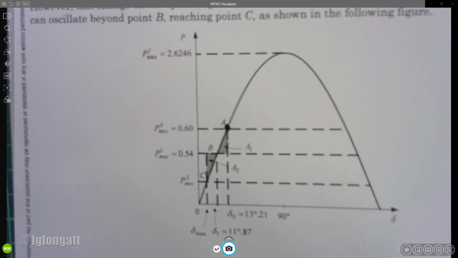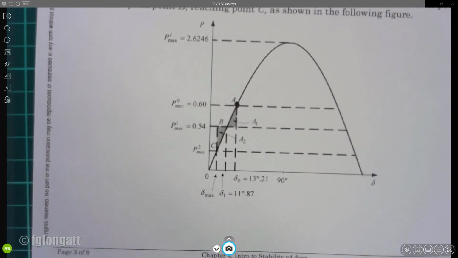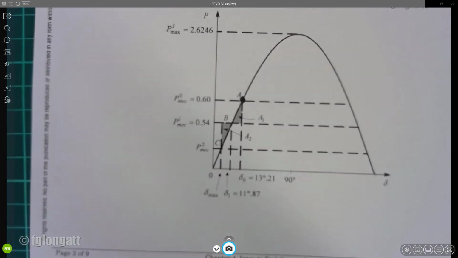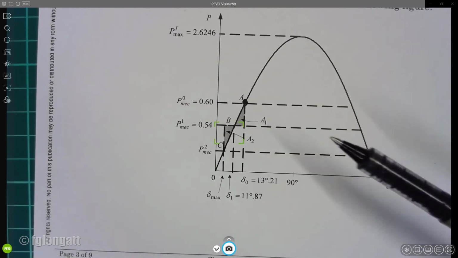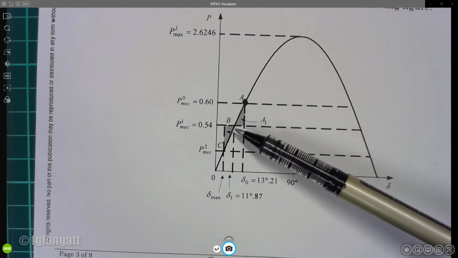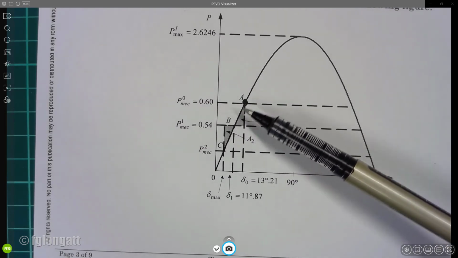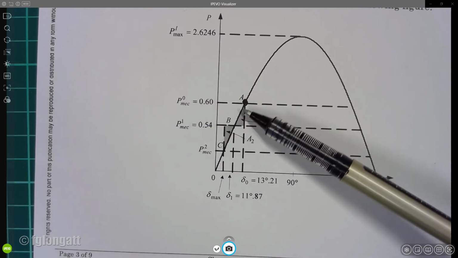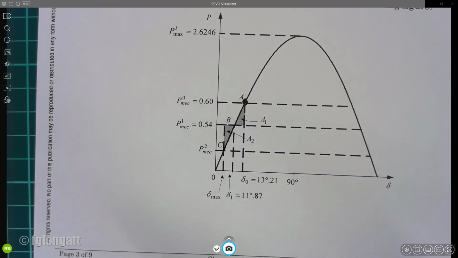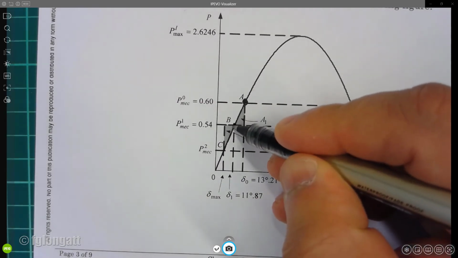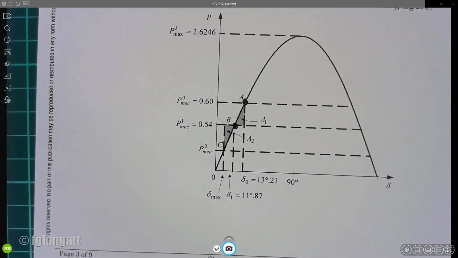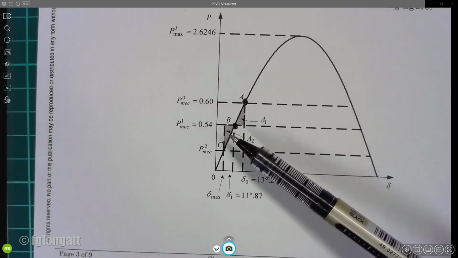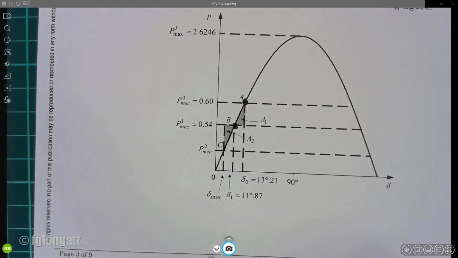Let me amplify this, okay? Hopefully this will work, okay? We are in point A. We reduce the mechanical power to here, and the machine starts to reduce the speed, and this is the decelerating process. But when the generator reaches the point B, there is a problem because the machine is already so slow, and it will reach point C, okay?